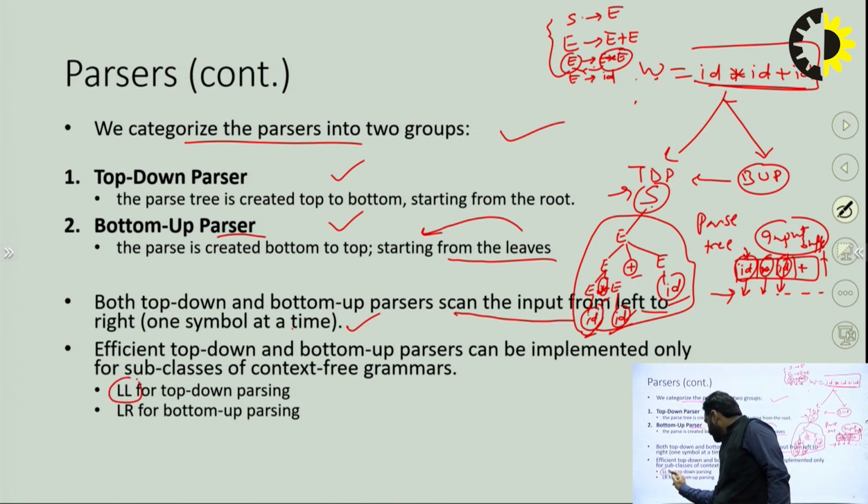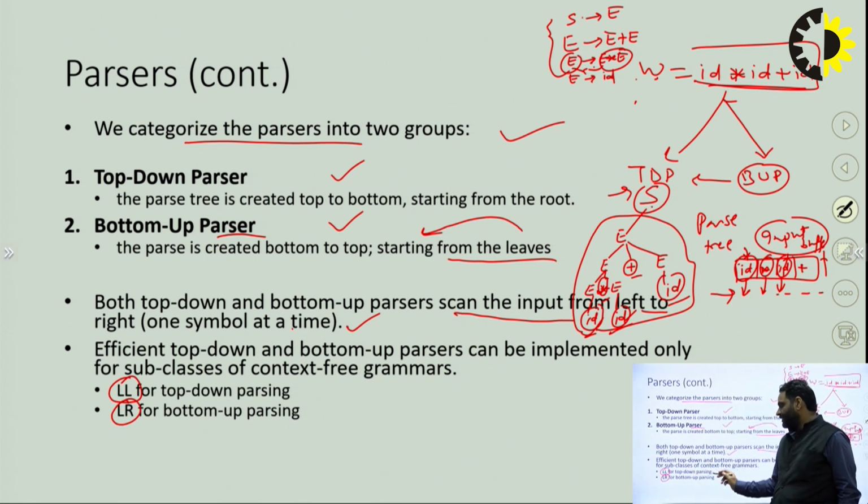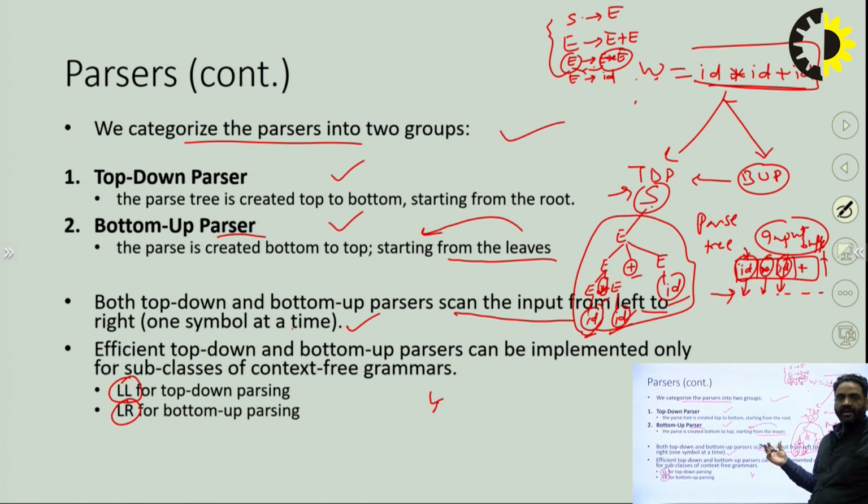We are having two words. First is LL1. It is for top-down parser, where L means left to right scanning of the symbols in the given input buffer. And the second L is what? The second L is for leftmost derivation.